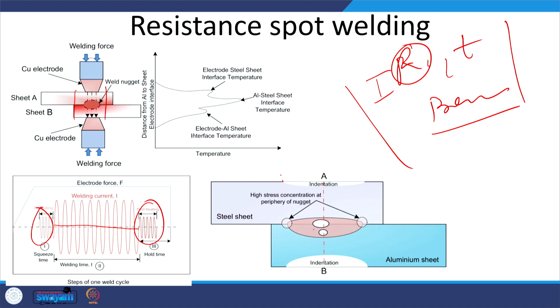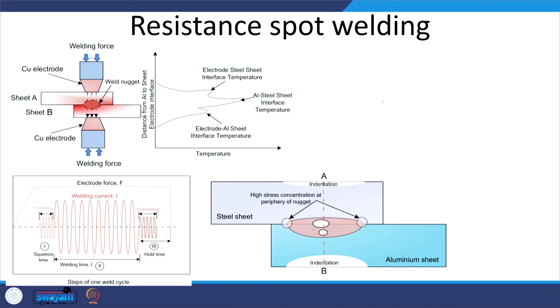The issues commonly encountered are indentation on both sides, the presence of defects in the form of porosity and inclusions, and sharp stress concentration at the interface. This is in any case an inherent part of this kind of joining process, where at the periphery of the spot weld high stress concentration is observed, and that in turn reduces the fatigue strength significantly.